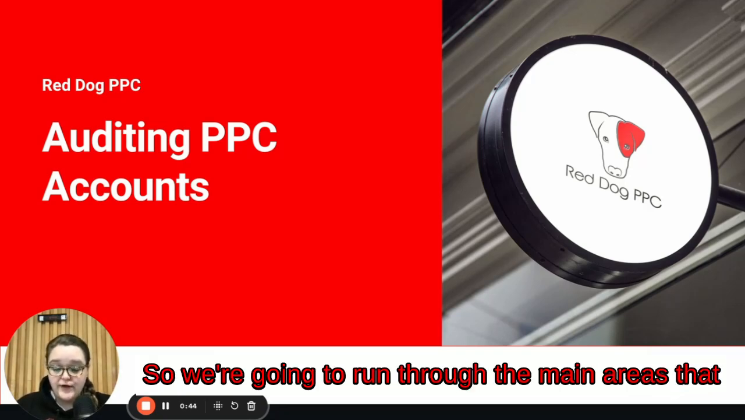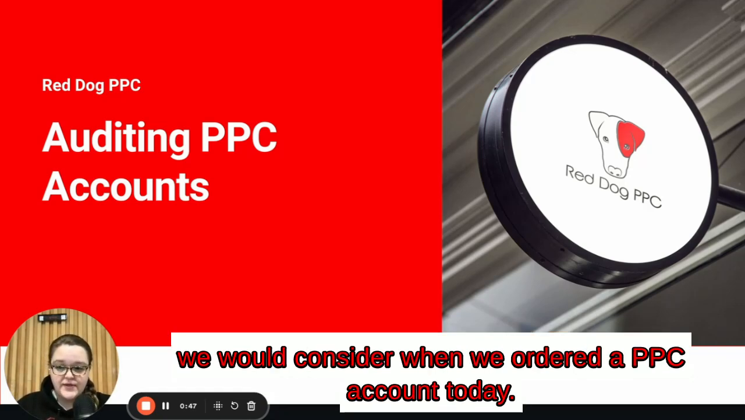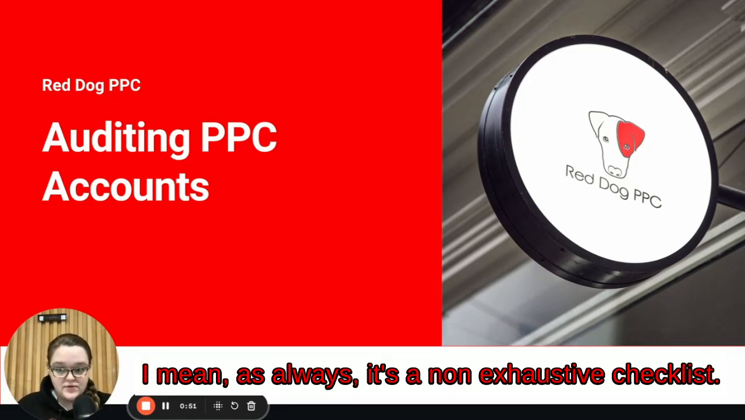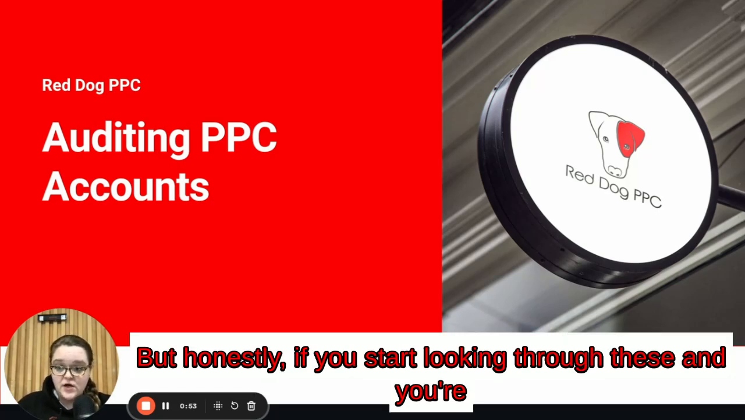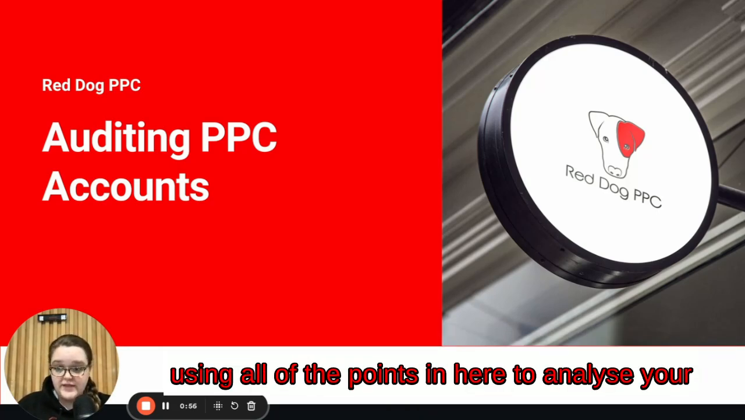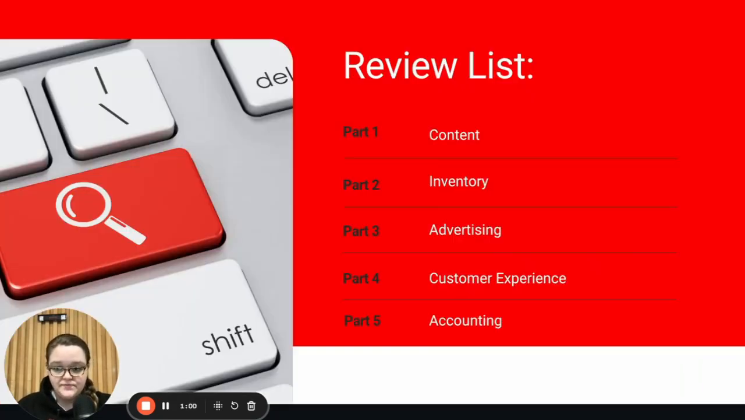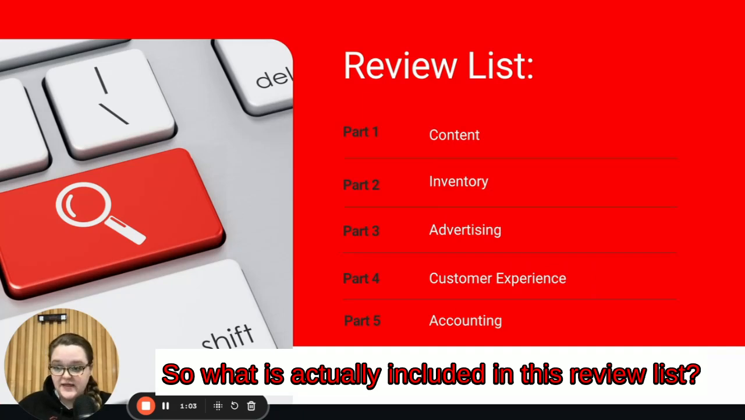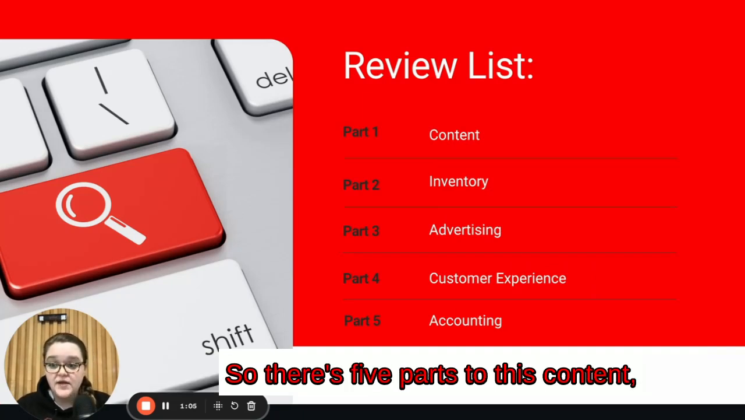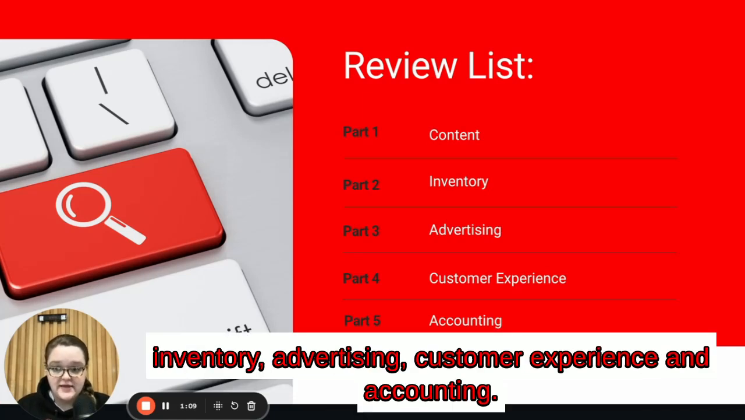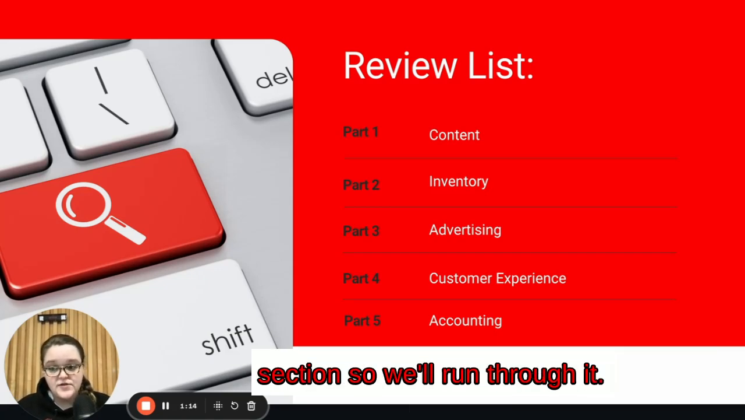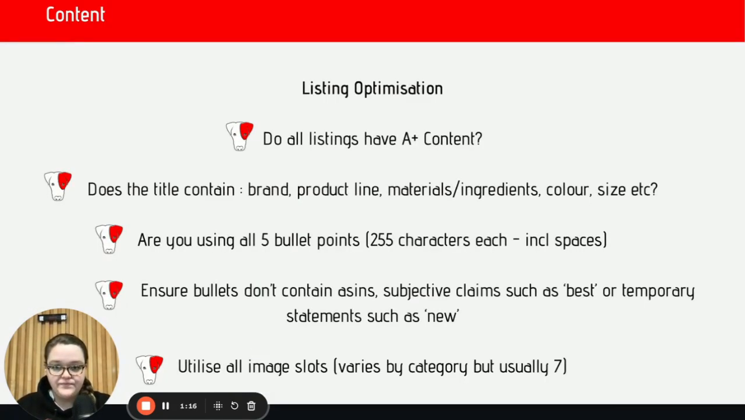So we're going to run through the main areas that we would consider when we audit a PPC account today. As always, it's a non-exhaustive checklist, but honestly, if you start looking through these and you're using all of the points in here to analyze your PPC account, you'll be on the right track. So what is actually included in this review list? There's 5 parts to this: content, inventory, advertising, customer experience, and accounting. We look at different things in each section, so we'll run through it.